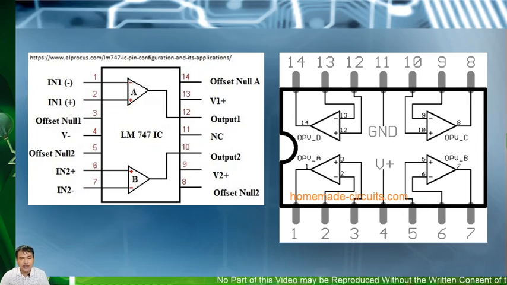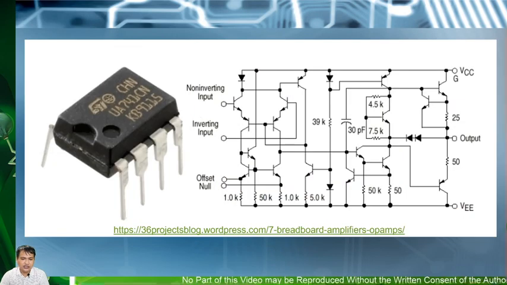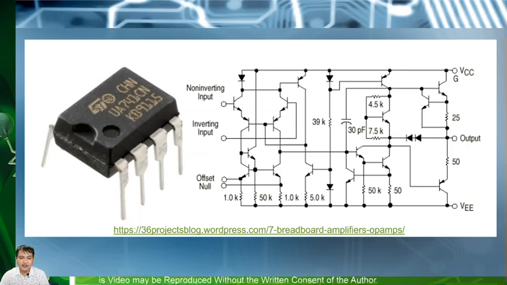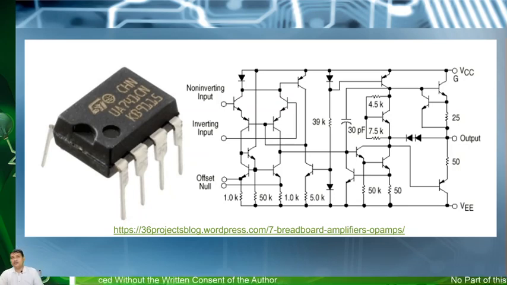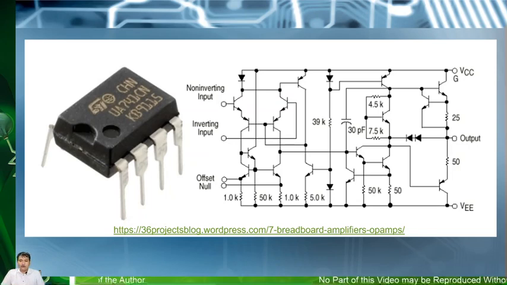Next. So this one is showing the internal schematic diagram of the operational amplifier. This device is an integrated circuit, or IC for short, or sometimes we call this a chip. A chip consists of 20, 50 or more transistors, resistors, diodes, and capacitors inside of the chip.